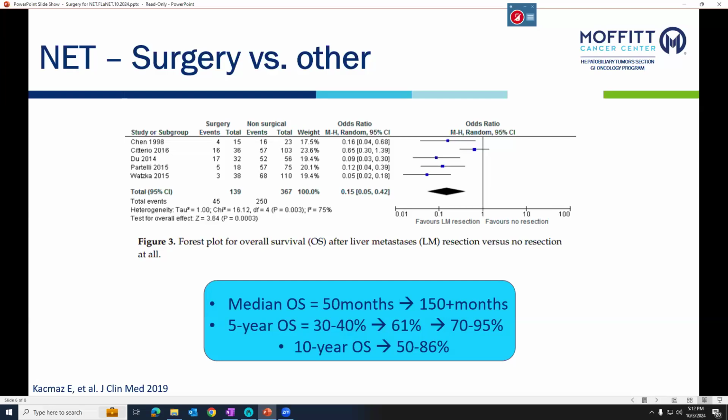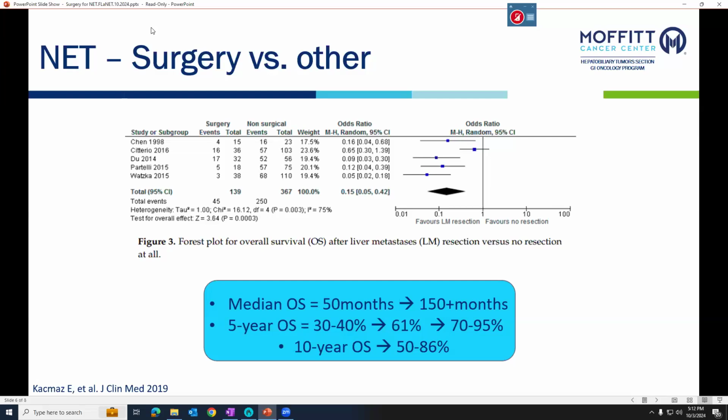And I put here some of the results of surgery. When you compare surgery with any other treatment that exists, the likelihood that you can live much longer is significant. And so, in the past, maybe 10, 20 years ago, most of the reports said that when you had surgery, you could live on average about 5 years. Some people more, some people less.